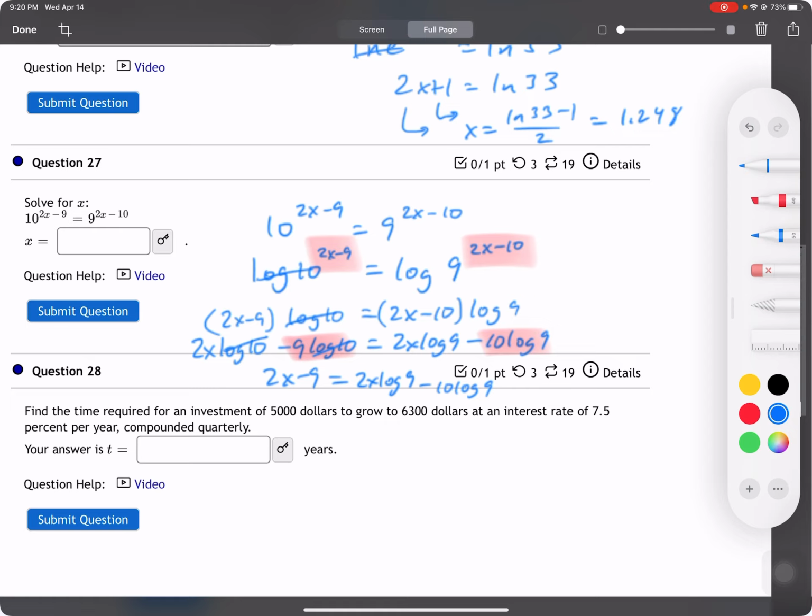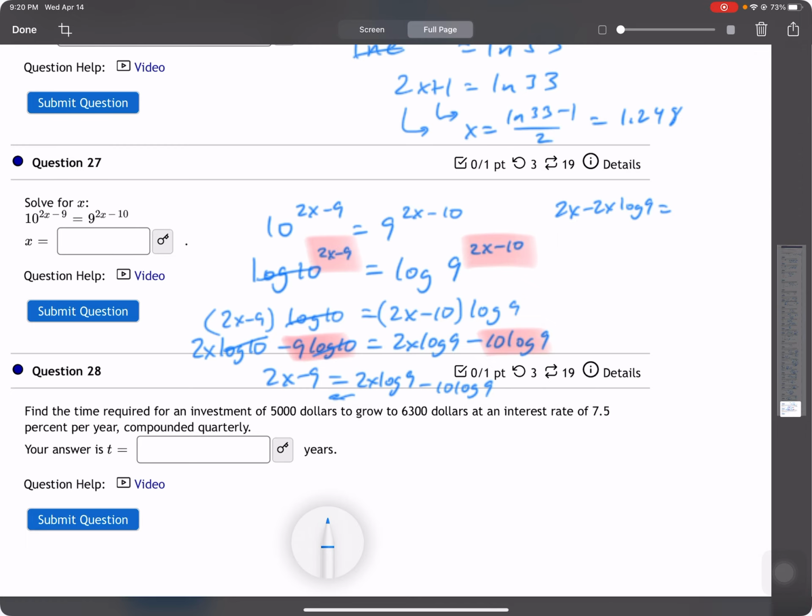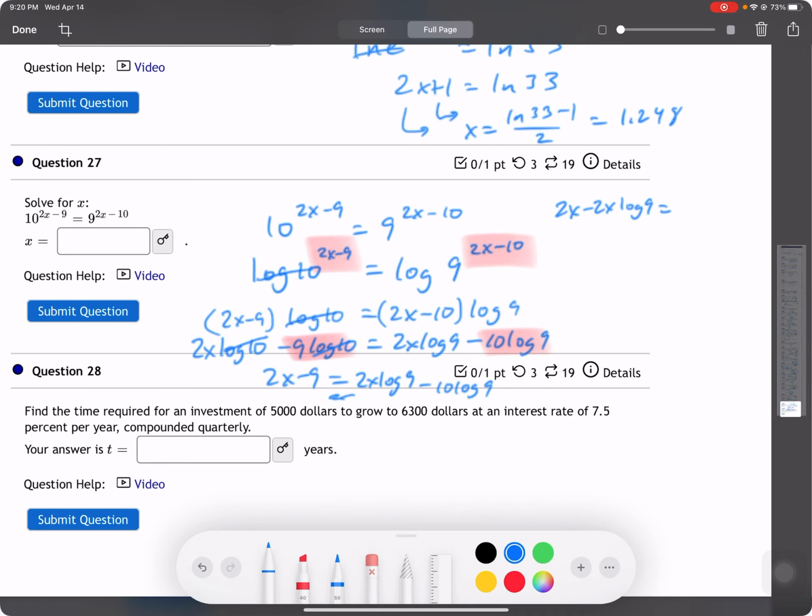Let's move all the x's on one side. So I'm going to move this over. We have 2x minus 2x log of 9 is equal to negative 10 log of 9 plus 9, because I moved this 9 over.